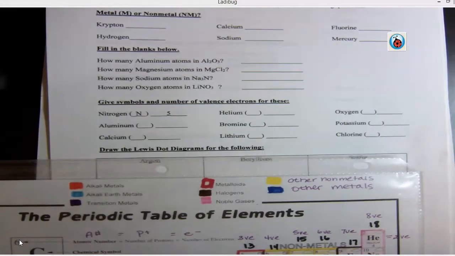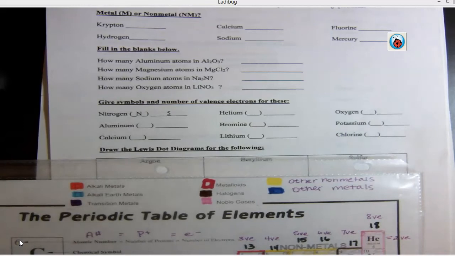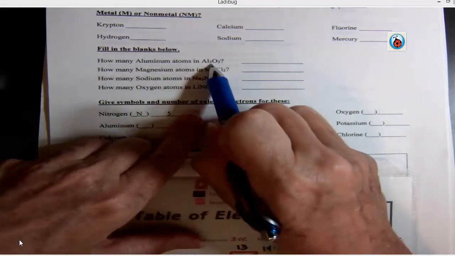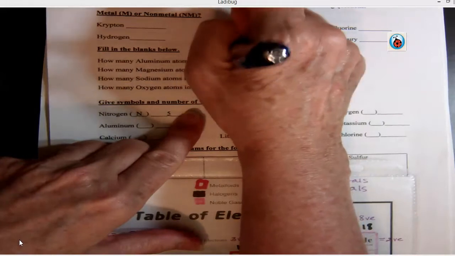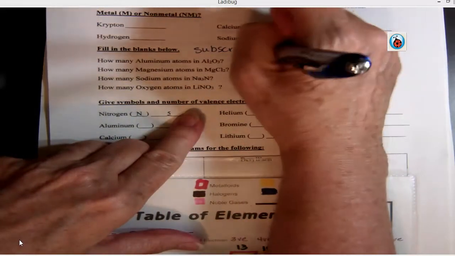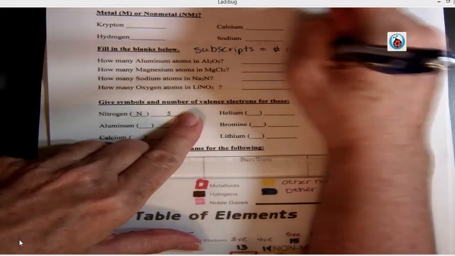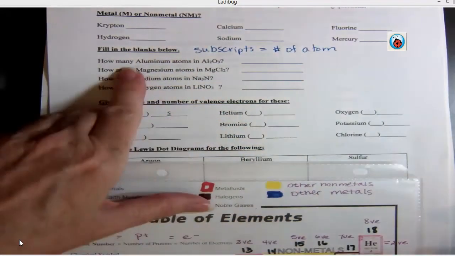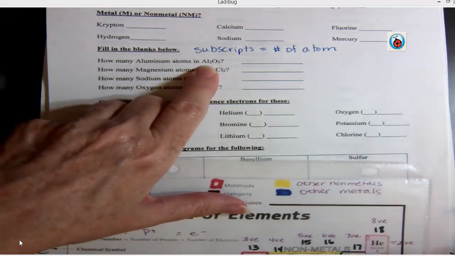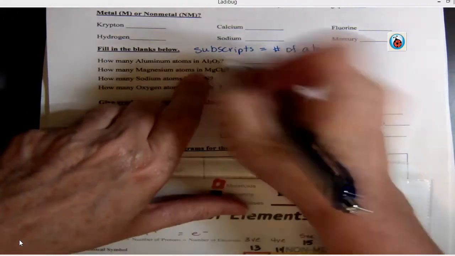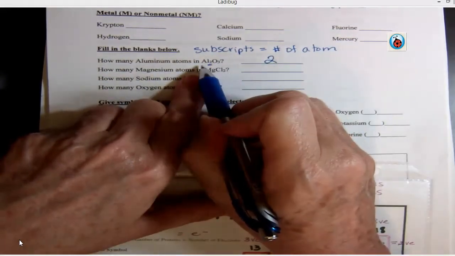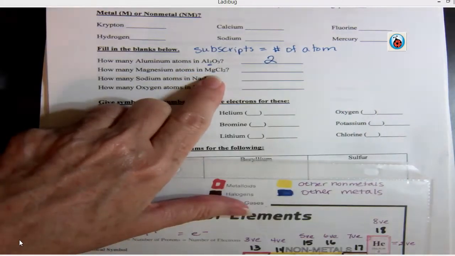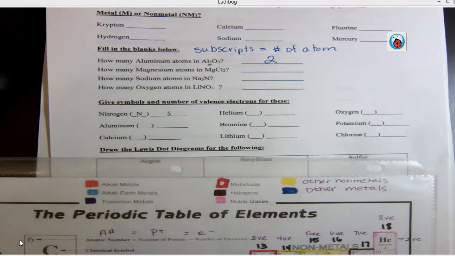How many aluminum atoms are in aluminum oxide? Okay, so here, let's discuss this real quick. The numbers up here, these little numbers, are called subscripts. The subscripts equal the number of atoms. So if it says how many aluminum atoms are there in Al2O3, aluminum oxide, there's a 2 out there, so there are 2 aluminum atoms. There's a total of 5 atoms, but only 2 of those are aluminum. And let's remember, if there's not a number there, there is an understood 1.